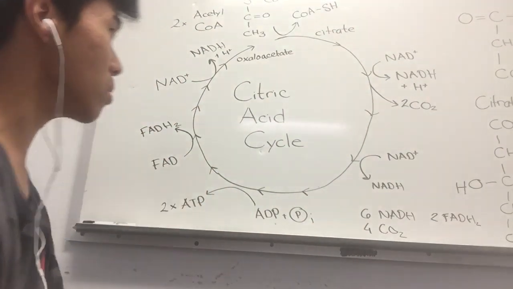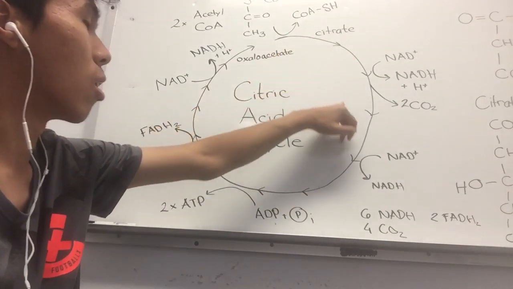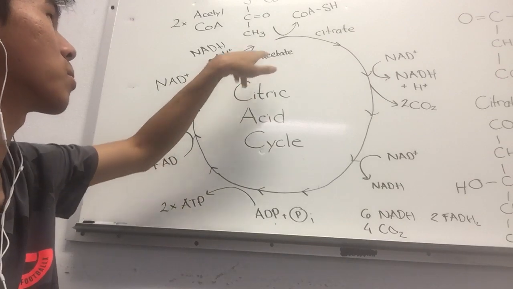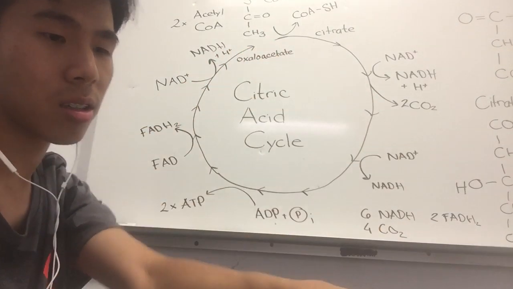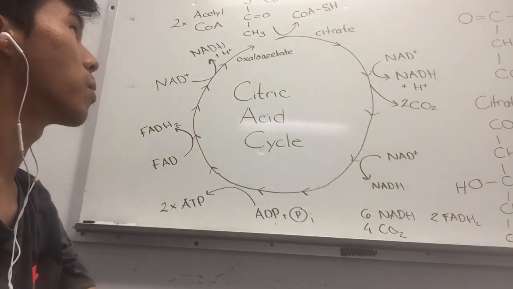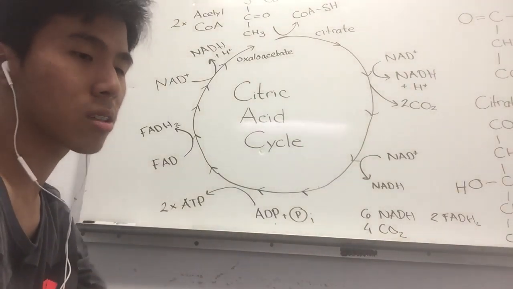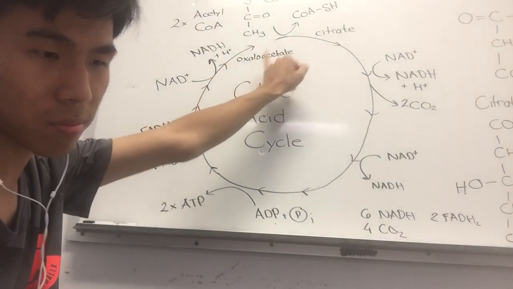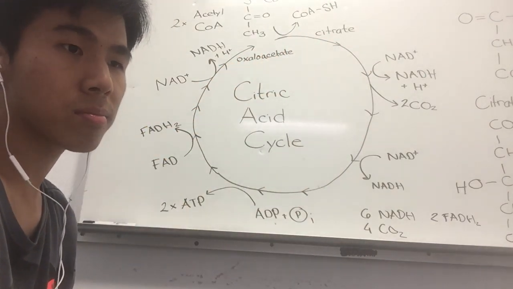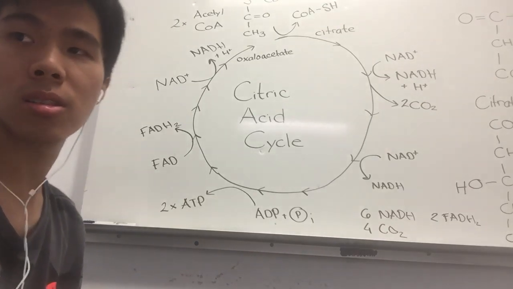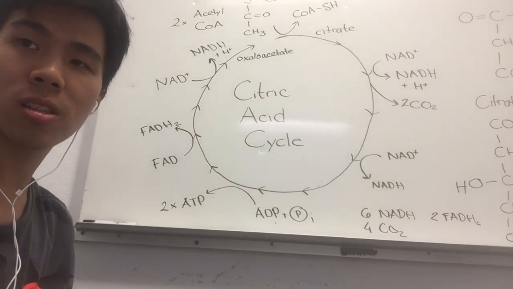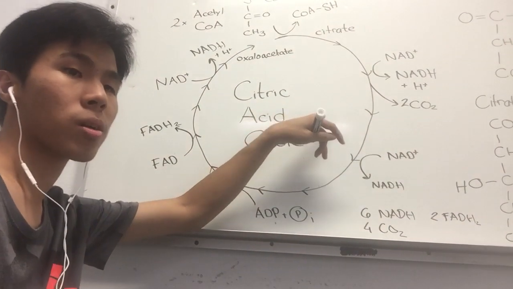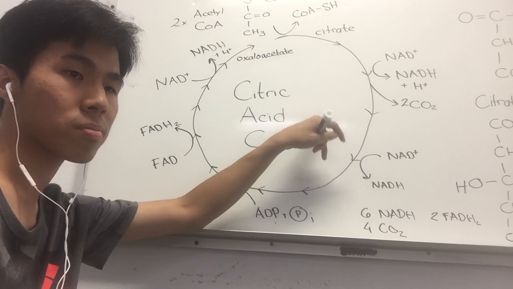And so after it does all of its arranging and rearranging, it finally ends up as oxaloacetate. So the main component of the citric acid cycle, what makes it a cycle, is the regeneration of oxaloacetate. That's basically the citric acid cycle. And once again, this happens in the mitochondrial matrix as well.